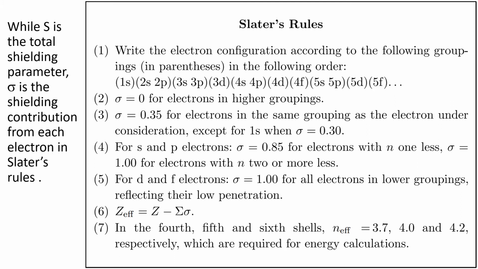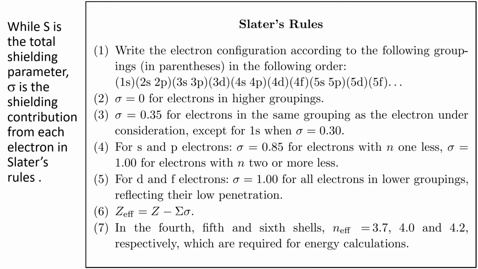Now, when it comes to the shielding from an electron inside in an inner shell, this is obviously much more effective. So for s and p electrons, for example, if you're a 2s electron and you're being shielded by a 1s electron, then that will be an 85% efficient shielding. So sigma equals 0.85 will be the contribution from each electron in an inner shell. And if you are 2 shells inside, it becomes 100% efficient.